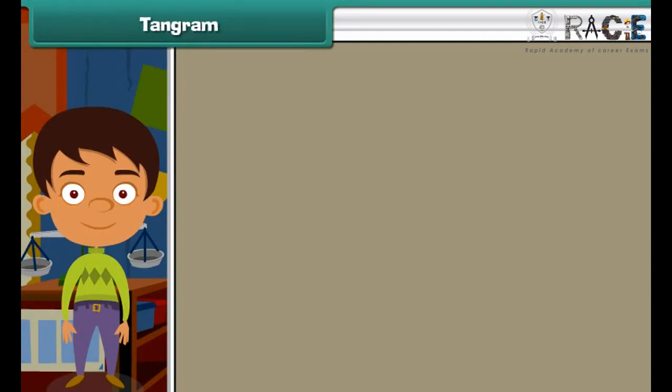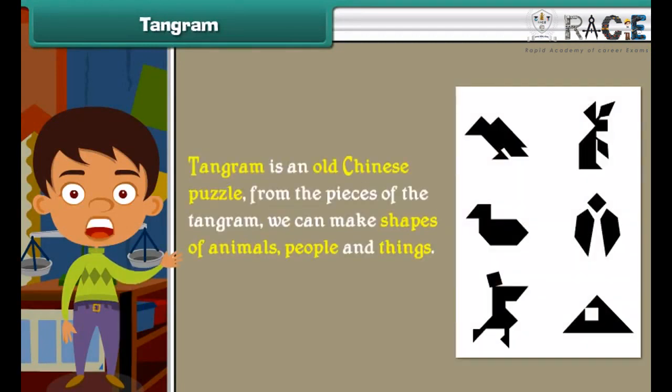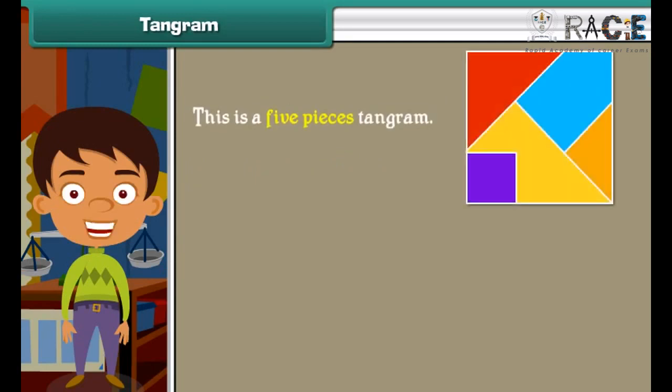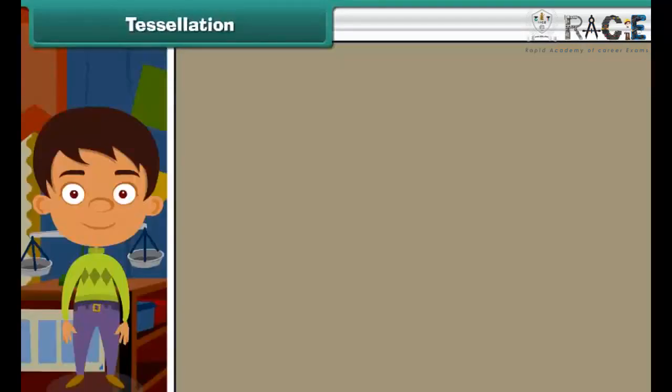Tangram. Tangram is an old Chinese puzzle. From the pieces of the tangram, we can make shapes of animals, people and things. This is a 5 pieces tangram. Hey kids, it's time to have some fun. Using pieces of tangram, try to make the picture given below.